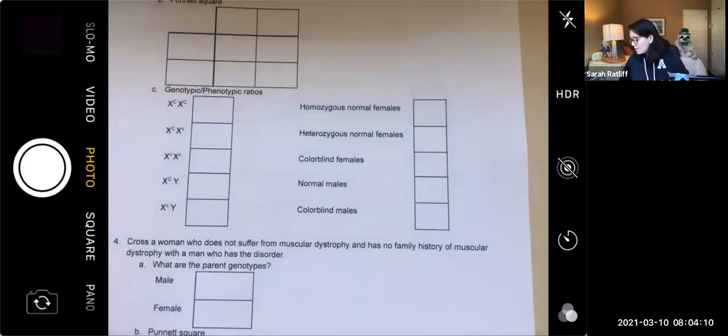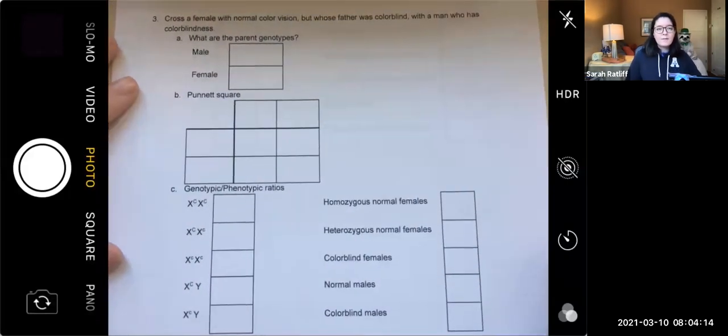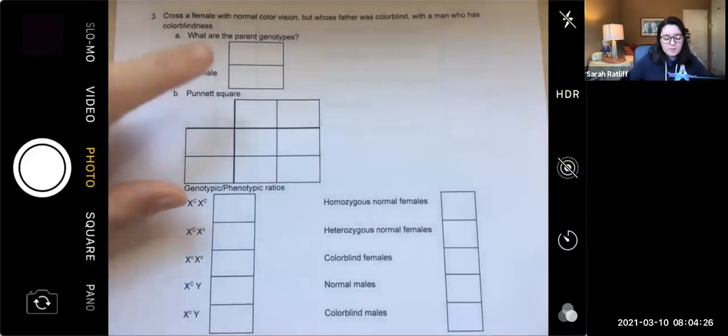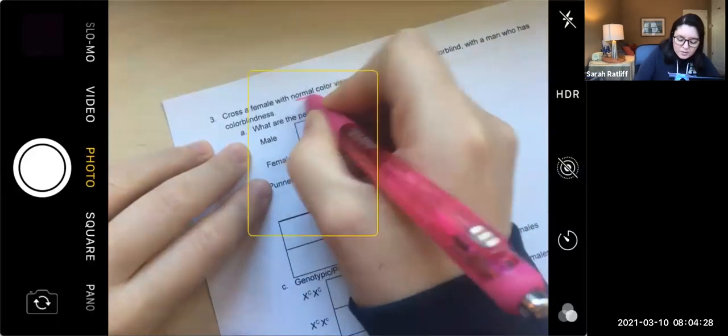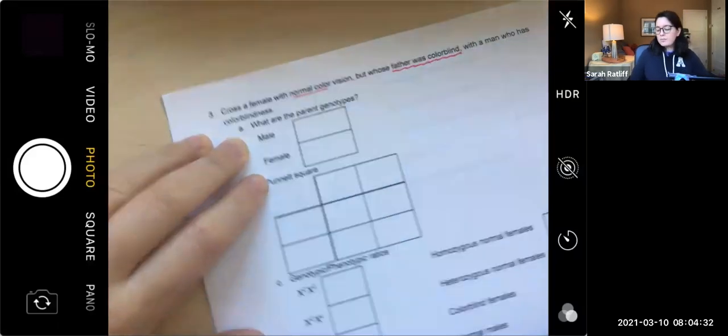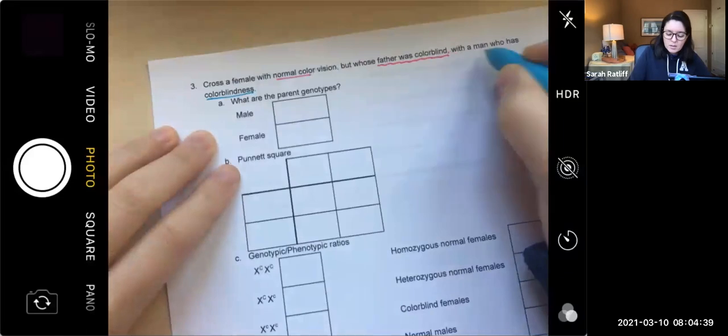All right, moving on to number 3. Cross a female with normal color vision whose father was colorblind with a man who has color blindness. So our female here, she's going to have normal color vision, but her father was colorblind. And our male, who is colorblind.